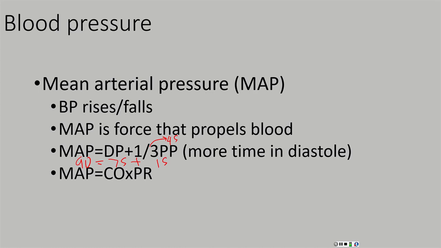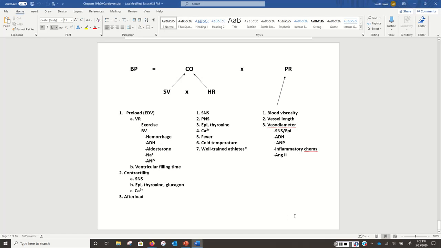But there is another way to figure out MAP. There's another equation, and that is cardiac output times peripheral resistance. Cardiac output times peripheral resistance. Now, if you have been looking ahead and going over things that we talked about previously, this may look familiar. Hold on just a moment. There's that page, which is the last page of our outline. Does anything look familiar here?